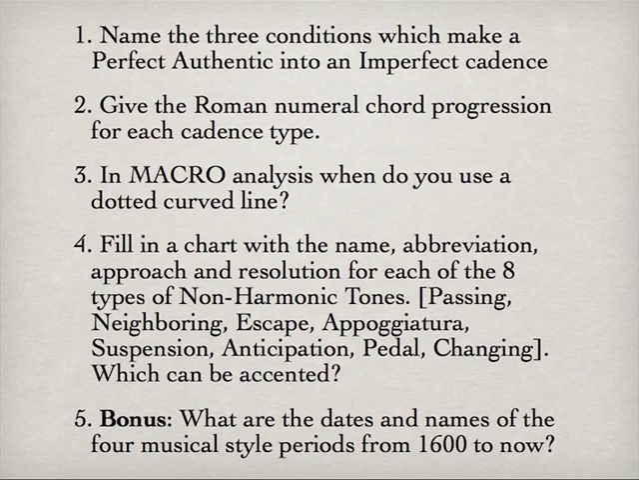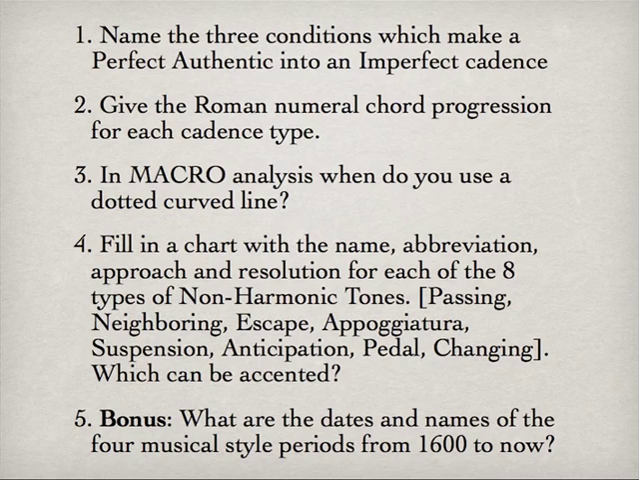Here's a sample quiz. These are the type of questions you'll see on the quiz, which I've reviewed a little bit in here: the 3 conditions which make for an imperfect cadence. The chord progressions, the Roman numerals for each type. So an authentic cadence is 5 to 1, a deceptive cadence is 5 to 6, a plagal cadence is 4 to 1, and a half cadence is anything, but it has to end on a 5 chord.